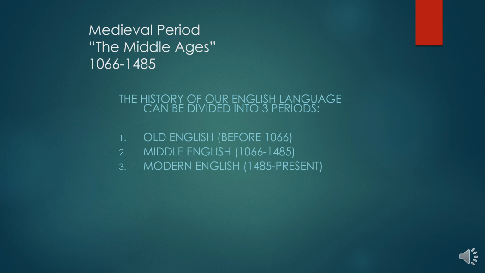Then came the Anglo-Saxons. Around 600, Anglo-Saxon kingdoms were established in Britain, and in 789 the Vikings first visited Britain.